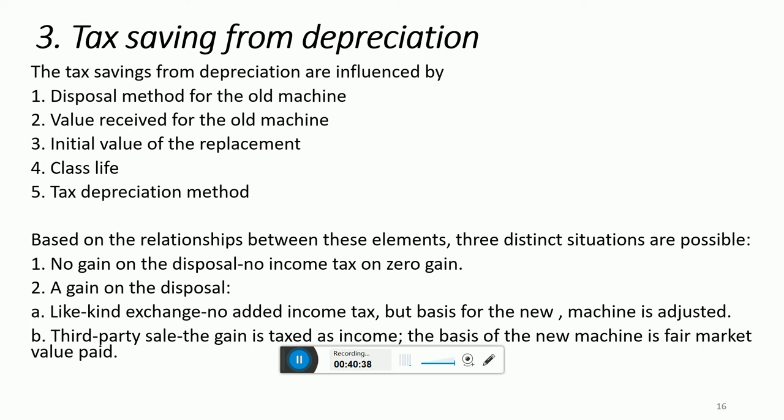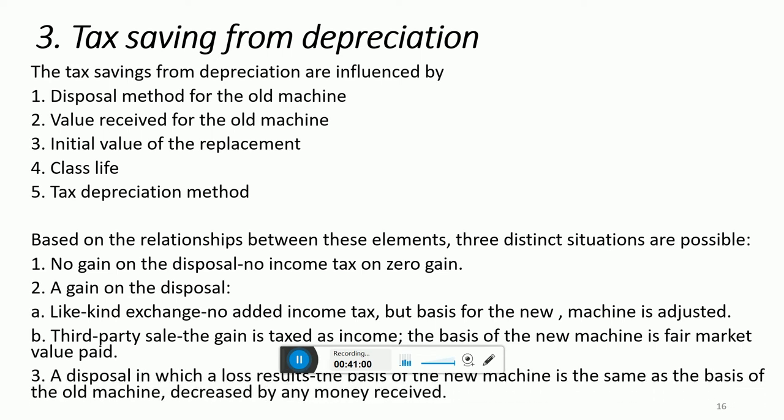In a like-kind exchange, there is no added income tax, but the basis for the new machine is adjusted when there is a gain on disposal. In a third party sale, the gain is taxed as income. The basis of the new machine is the fair market value paid.